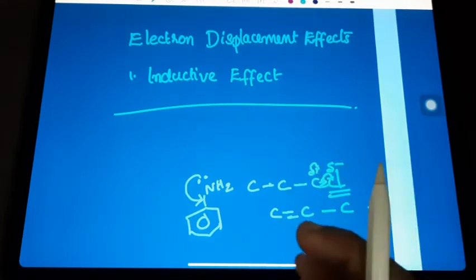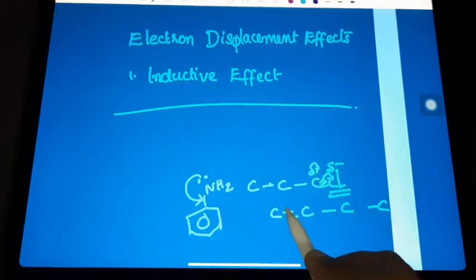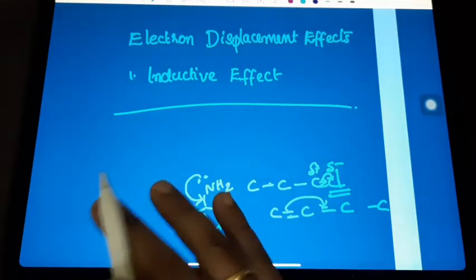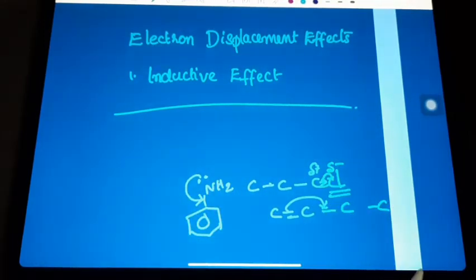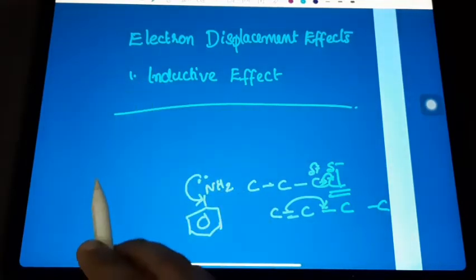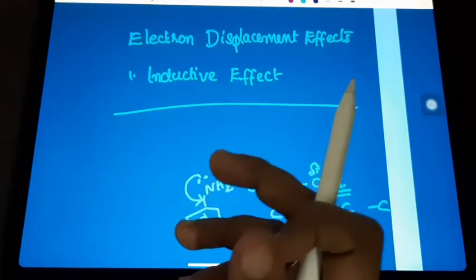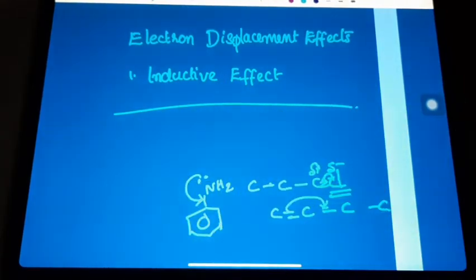In the case of a double bond, due to the movement, there is a chance of electron displacement. So altogether we are considering the electron displacements as effects. Mainly 4 effects are there. First one is inductive effect, second one the electromeric effect, third one resonance effect, and fourth one mesomeric effect.